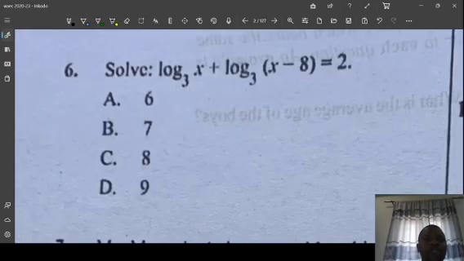All right, guys. So let's look at this question number 6 of WAEC past question. Log to the base 3 of x plus log to the base 3 of x minus 8 is equal to 2.